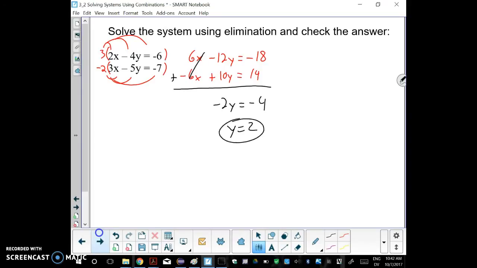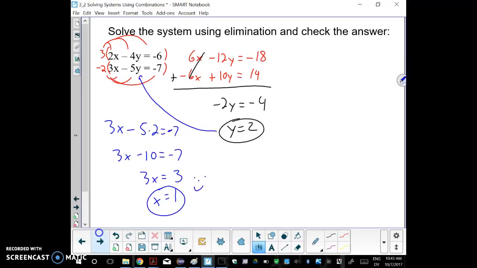And then substitute to find the other variable. Just to mix it up, I'm going to use the bottom equation. It really doesn't matter. So I'm going to have 3x minus 5 times 2 equals negative 7. Now I'll use my math algebra skills. So 3x minus 10 equals negative 7. Add 10 to both sides. Divide by 3. Smiley face. Right, we got x 1, y 2. And we solved, that's it.